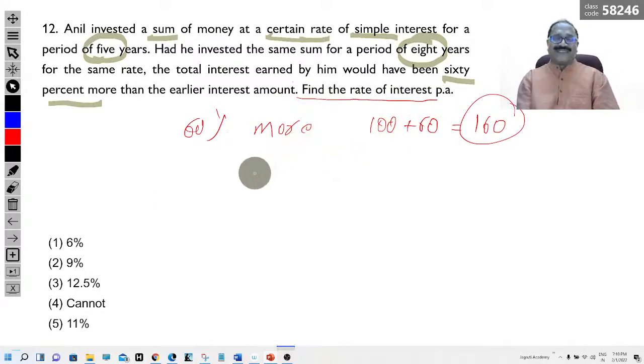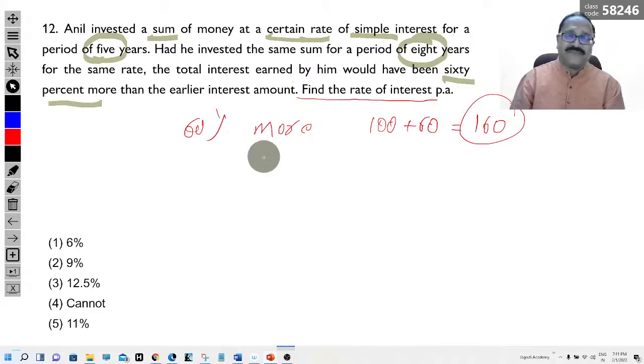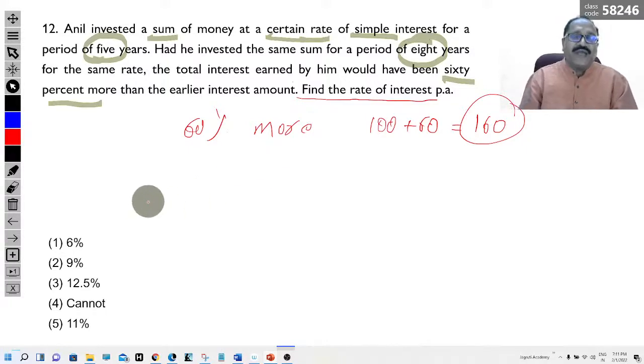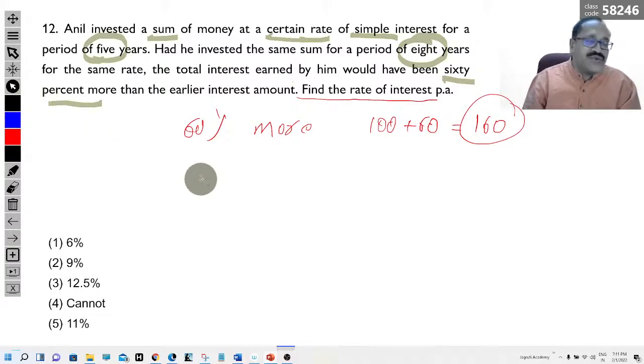Come on, my friends. Find the rate of interest. Nilambar. Okay. I don't know what is P, what is Q, what is R, Vidisha.